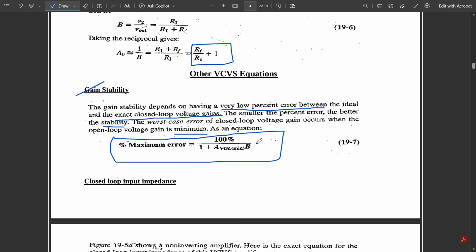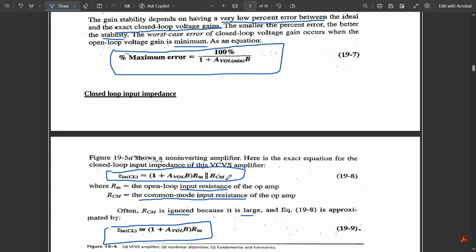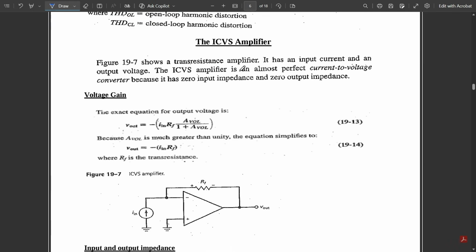Problems might also be asked based on these formulas. So please note that these formulas I've marked in boxes are all very important with respect to VCVS amplifiers. In the upcoming videos, we will see other equations related to other amplifier circuits, that is the ICVS amplifier and other negative feedback amplifiers.